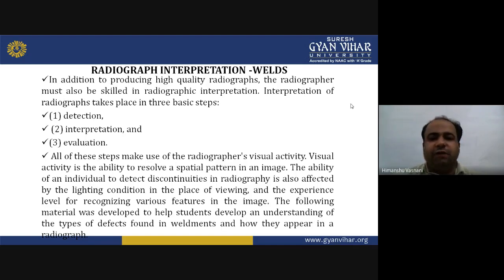The ability of an individual to detect discontinuities in radiography is also affected by the lighting condition in the place of viewing and the experience level for recognizing various features in the image. We also know that the inspector should have a proper lighting condition in the place of viewing. The inspector should have experience for recognizing various features in the image. The following material was developed to help students develop understanding of all types of defects found in weldments and how they appear in the radiograph.